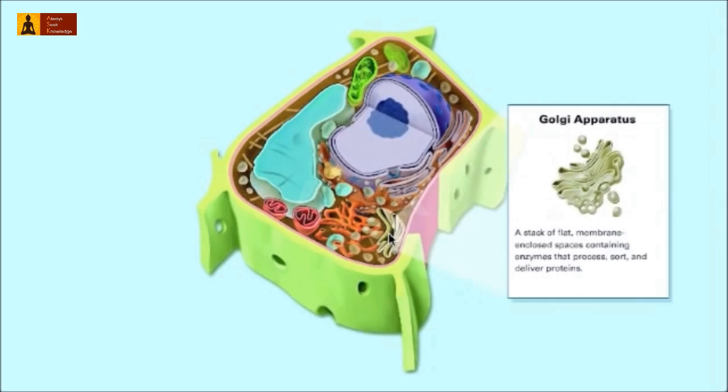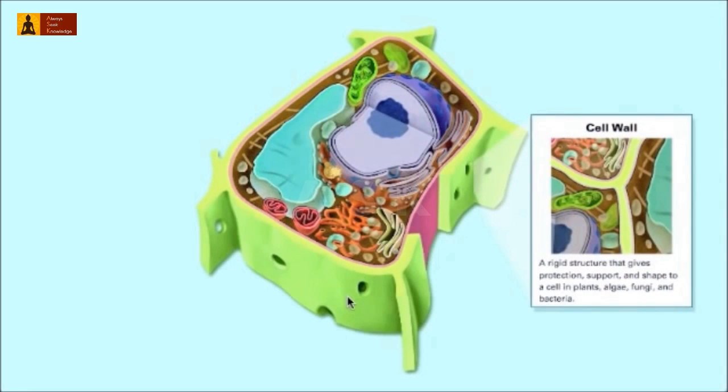Now, the other new thing is the cell wall. Animal cells do not contain a cell wall. Plant cells do. The cell wall is a rigid structure that gives protection, support, and shape to the cell. Plants, algae, fungi, and bacteria.